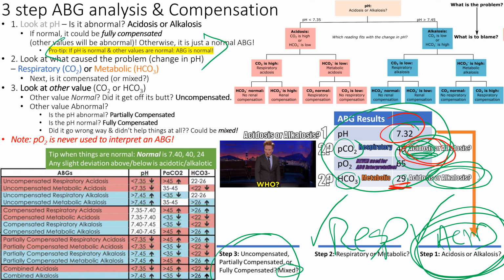How do we know if it's partial or full? It depends on the pH of the next step. So if the pH is normal, it fixed it, full compensation. If the pH is abnormal, it partially fixed it, right? It's not there just yet. So again, you're trying to find out who caused the problem.